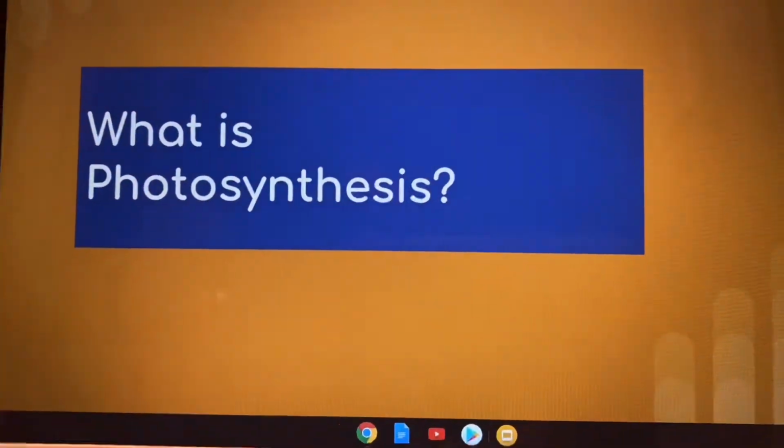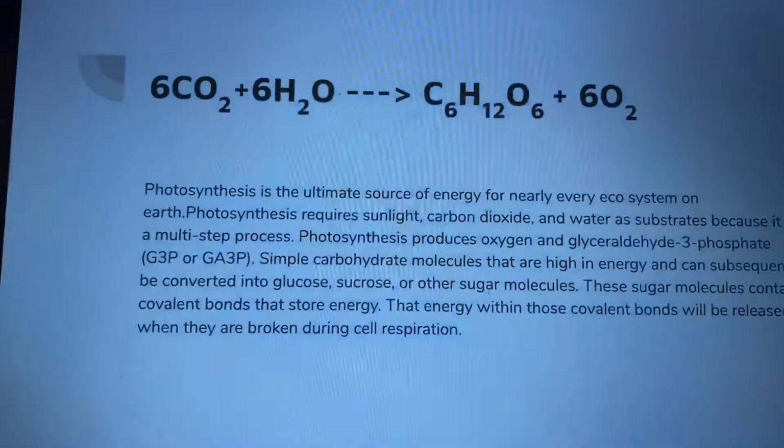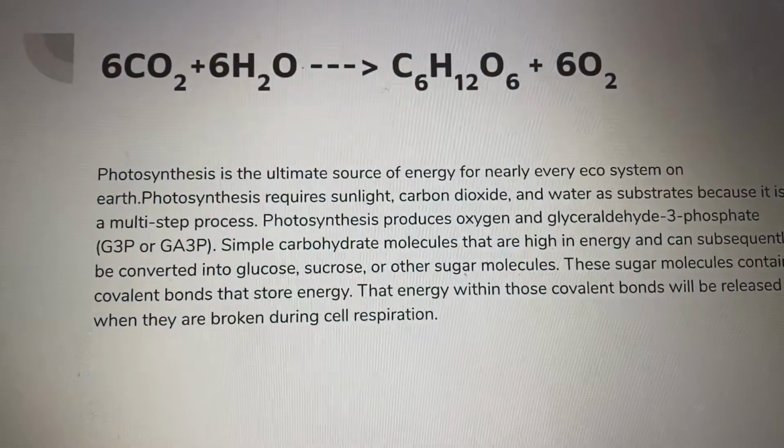Photosynthesis by Maisha Gillespie. What is photosynthesis?